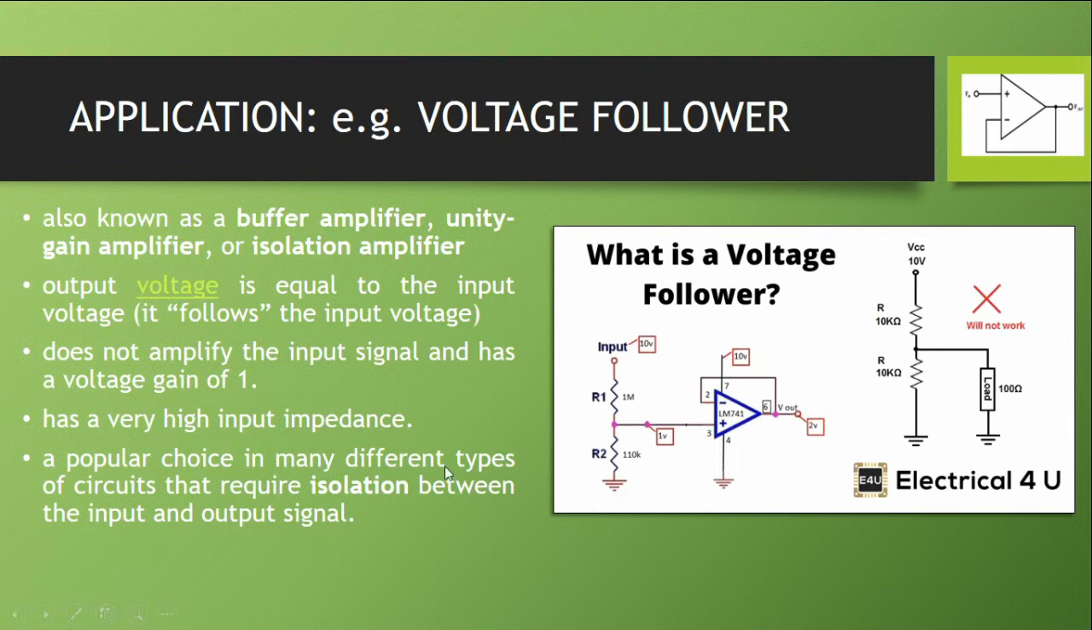It is a popular choice in many different types of circuits that require isolation between the input and output signal. So this is what I was saying. It isolates the input and the output. That's one example of the application of an amplifier. For the voltage follower, it isolates the input from the output. This is usually the case if we have a very high input impedance. A common characteristic of an amplifier is that it has a very high input impedance.